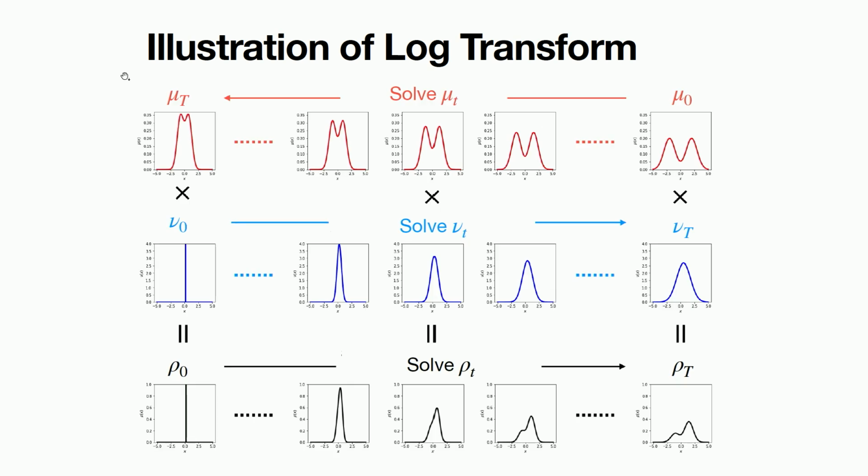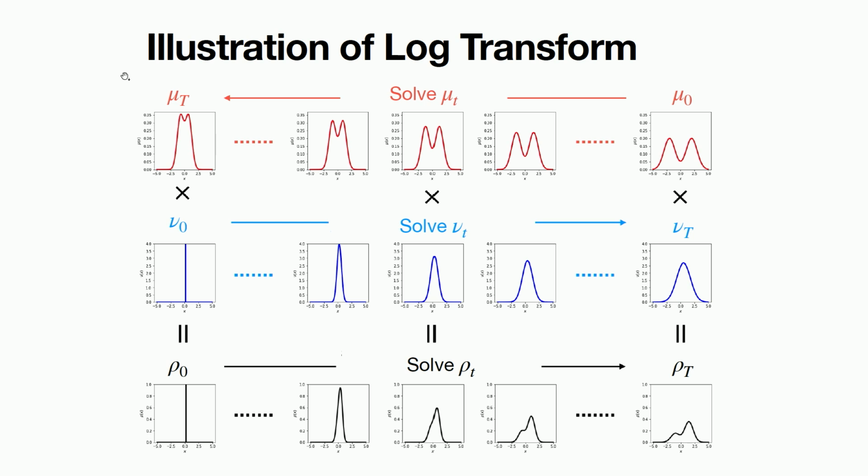This is like an illustration. So remember, we have two equations, mu and nu, in the linear system. We have this rho that solves the Fokker-Planck equation. The idea is if you solve the first equation mu backwardly, and you solve the second equation nu forwardly, and you multiply them together, you get the solution to the Fokker-Planck equation.